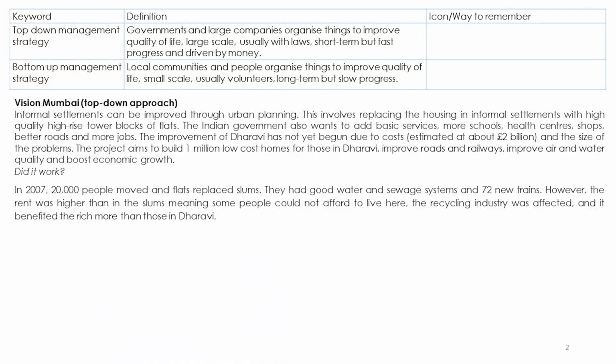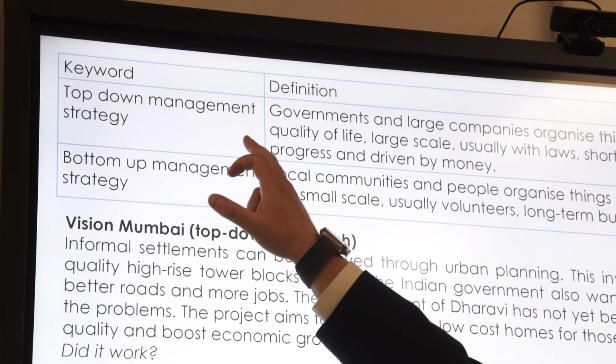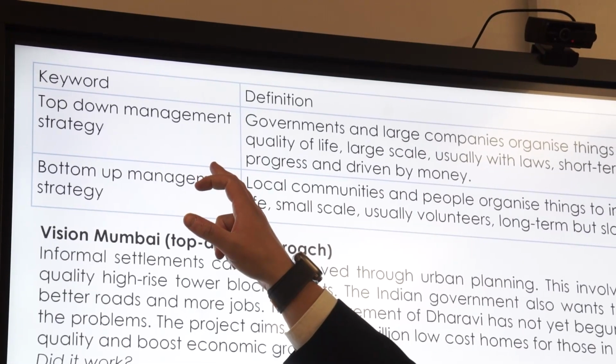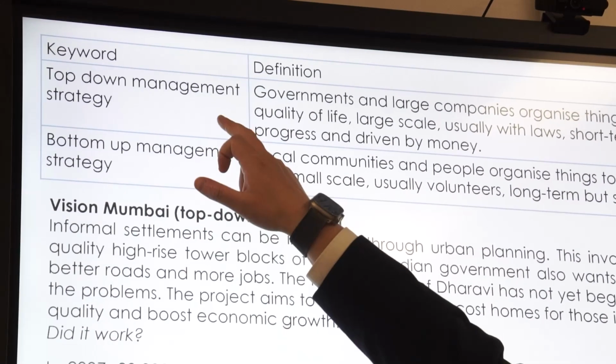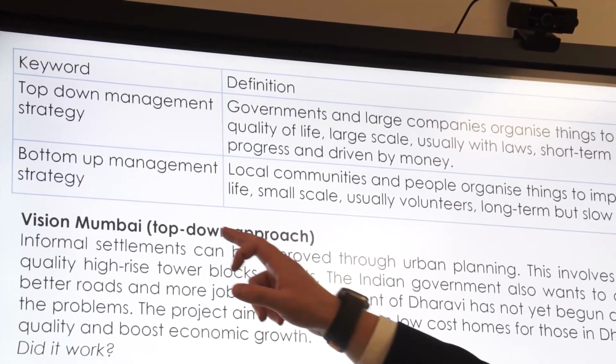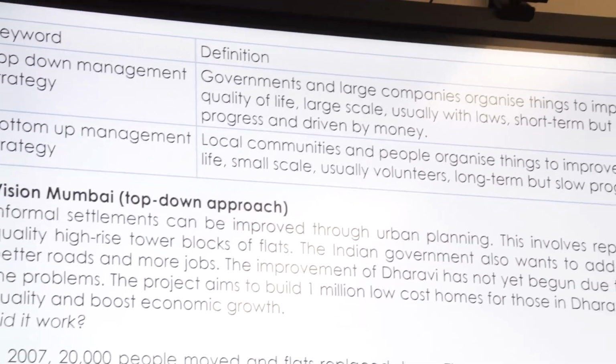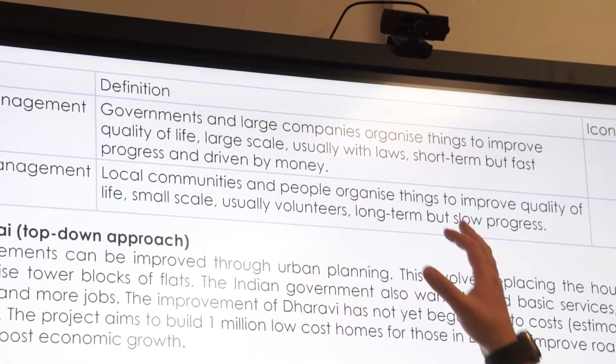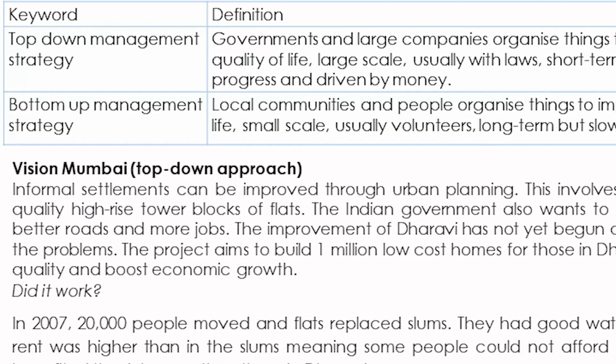Now, to do this, there are 2 key areas of geography that we need to look at. I've got the keywords at the top here. So the first thing we need to do to be able to answer that question is we need to understand what is meant by top-down management strategies and then bottom-up management strategies. You can see the text up here, but just to summarise, top-down management strategies. That is normally led by the government.